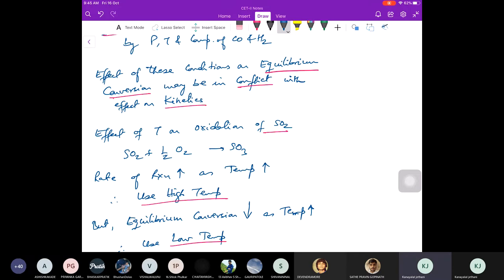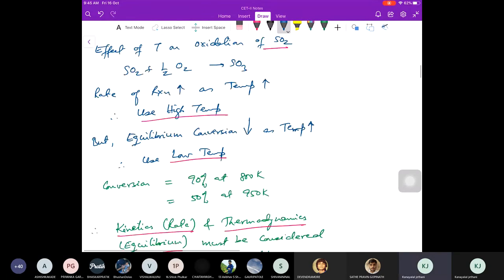किसी को याद नहीं है. ओके, सो as the rate of reaction increases as temperature increases, ये practically देखा गया है. So if the rate of reaction is increasing with temperature, then it is advisable to use higher temperature, right? But equilibrium conversion reduces as temperature increases. That is from thermo. Right? And so thermo says use lower temperature. Kinetics says use higher temperature. There can be conflicts like this.